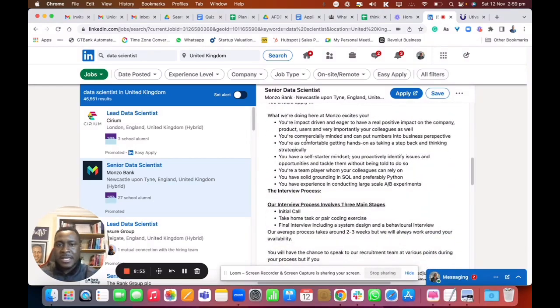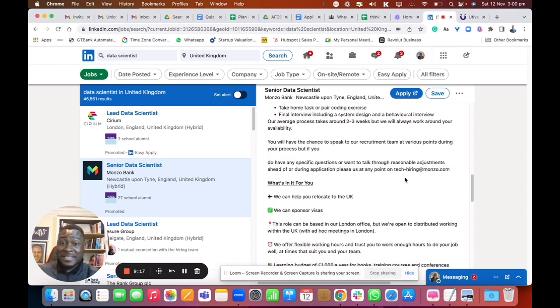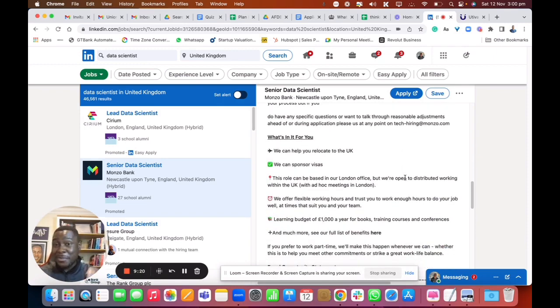Did they put it here? Okay. They said, what we are doing here at Monzo excites you. So you are impact driven, you're commercially minded. Let's look at the core ones. You have a solid grounding in SQL and preferably Python. Monzo, another successful tech bank in the UK, is saying SQL and Python. And one of the things I find even interesting with Monzo and some of these successful companies is that they are saying they can sponsor your visa, they can help you relocate to the UK, regardless of where you're coming from, if you've got these skills.